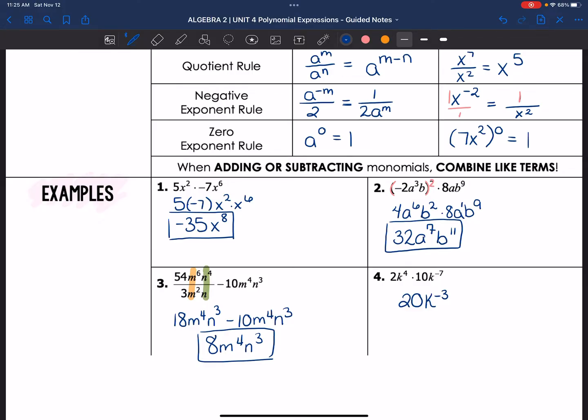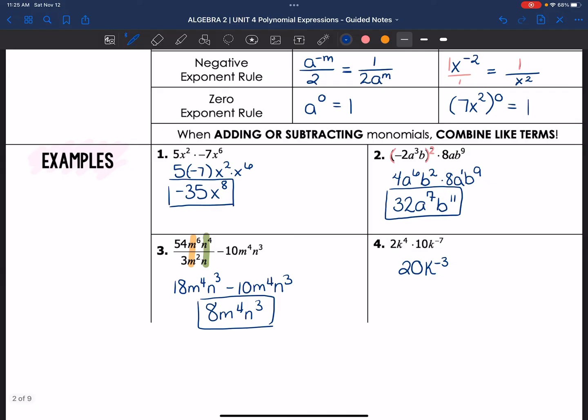Now, like I said, we cannot keep that negative power in our final answer. We're going to need to relocate it to the denominator. And once I do that, it is then positive.